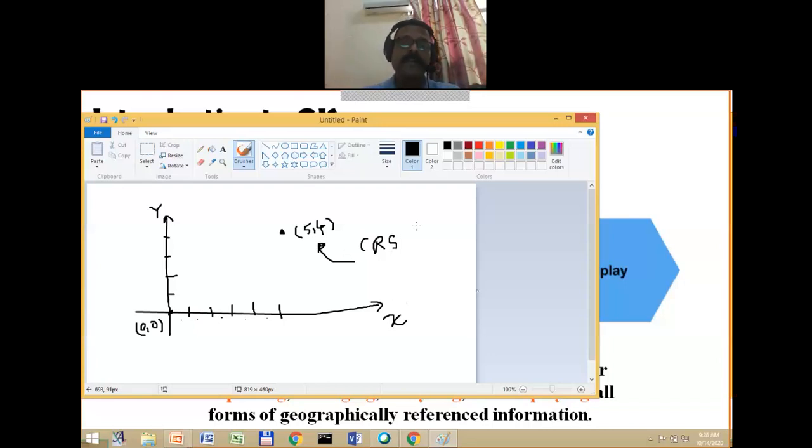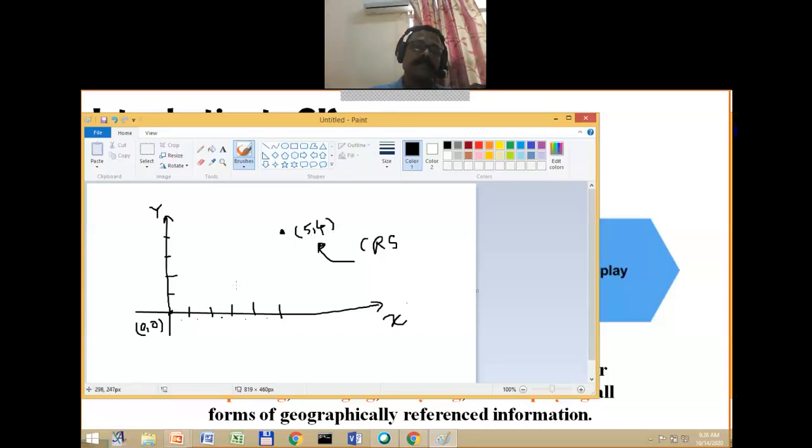So these units may be either in meter, or it may be kilometer, or it may be centimeter, or it may be Angstrom, it may be light year, whatever. So this may be in terms of these particular units, 5 and 4.